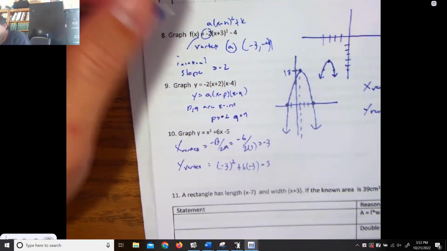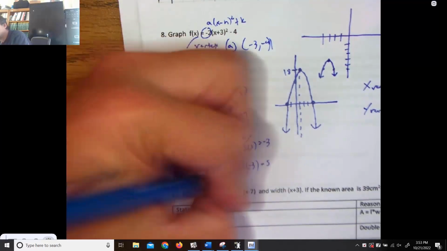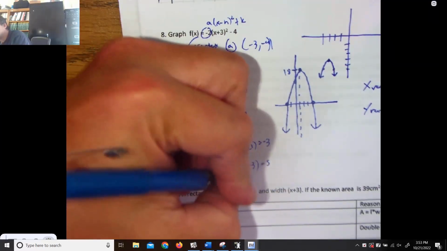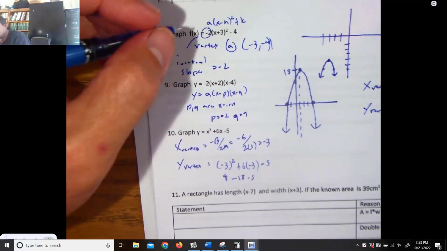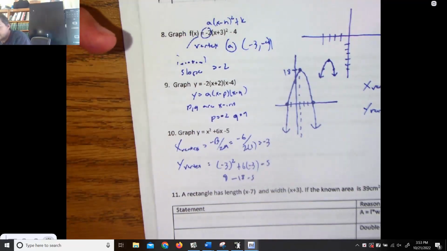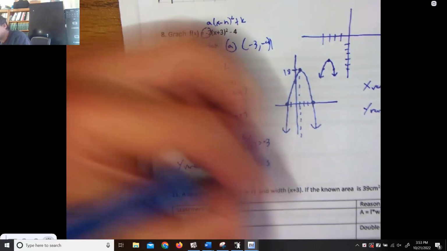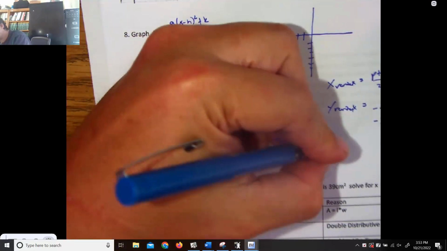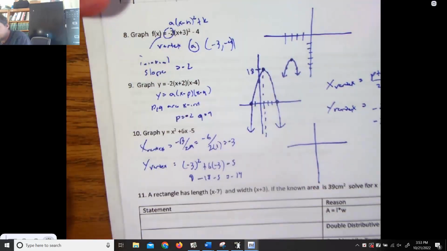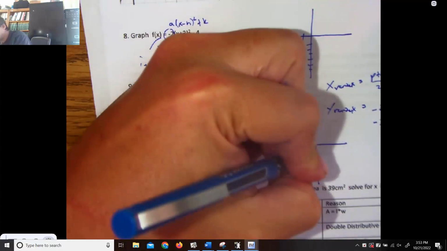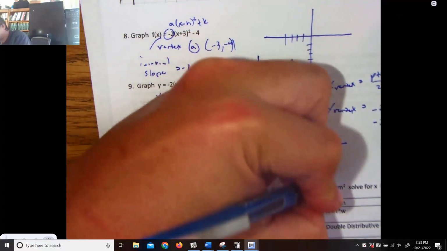Rather large, isn't it? It's going to be a large number. It's not that bad. That's 9 minus 18 minus 5. Assuming I'm doing everything right, I'm pretty tired. That should be -14. So when I graph this thing, I'm going to have to go to the left 3, and I'm going to have to fall to -14, and I just don't have enough time to do that.